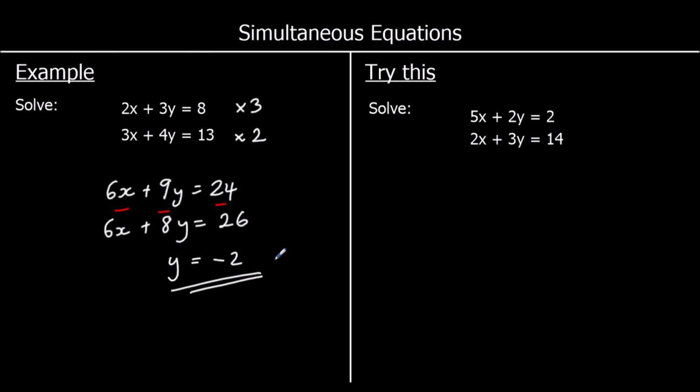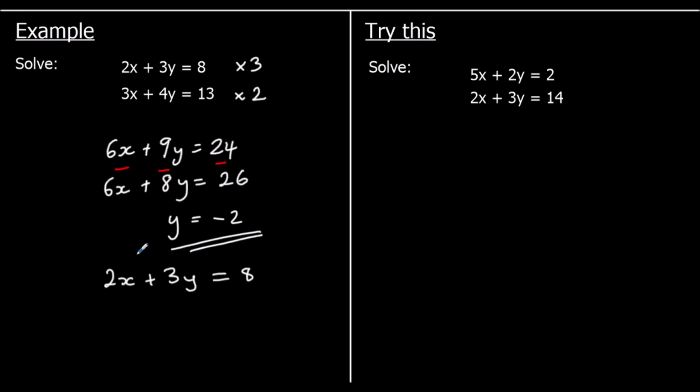Now, to find x, I need to substitute this in to one of my equations. I'll use the top one. So it's 2x plus 3y equals 8. And we know y is negative 2, so I can change this y into negative 2. So it's 3 times y, so it becomes 3 times negative 2, and 3 negative 2's are negative 6. So it's 2x minus 6 equals 8.